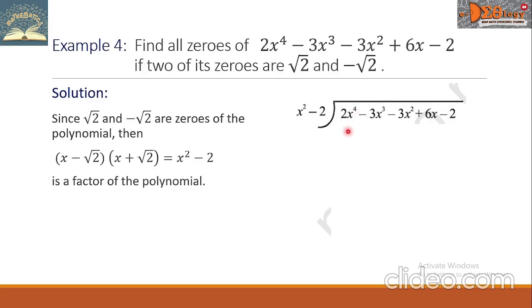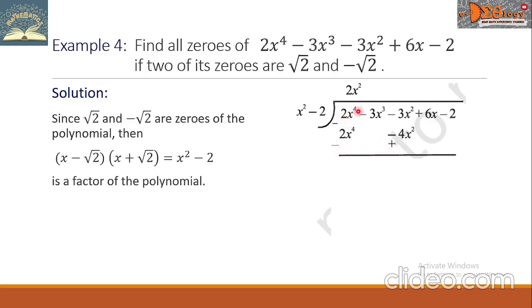2x to the power 4 divided by x squared is 2x squared. Then we multiply 2x squared to each of the terms of the divisor. So we have this 2x to the power 4 and then negative 4x squared. We place the negative 4x squared below this negative 3x squared. Then we subtract. We will change the sign of the terms of the subtrahend. So this is now negative and this is now positive.